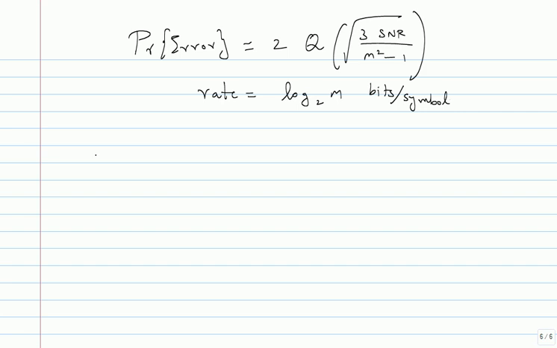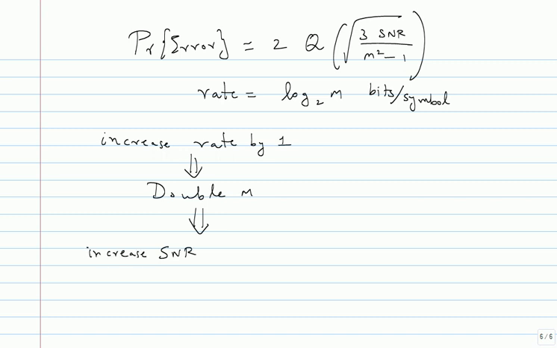So if I want to increase my rate by 1, I have to double M. And to preserve the same probability of error, SNR has to increase by how many dB? Increase by 6 dB. So the 6 dB number is often quoted as a rule of thumb for doubling your signal constellation, or increasing your rate by 1.